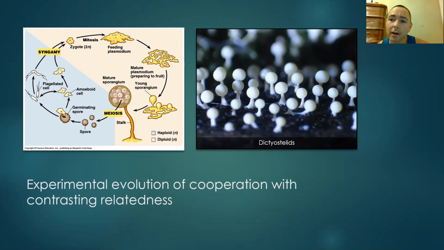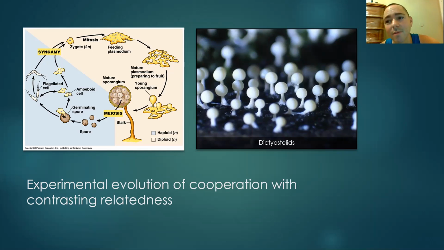Strassman and David Queller did an experiment where they took experimental populations of these Dictyostela, and they created artificial neighborhoods. In some of those neighborhoods, they seeded them with related individuals and had them undergo experimental evolution where they were constantly around related individuals. In another set of treatment groups, they took individuals that were completely unrelated and put them in these petri dishes together and had them evolve under many generations under experimental evolution. So 2 treatment groups, evolving as relatives, evolving as non-relatives.